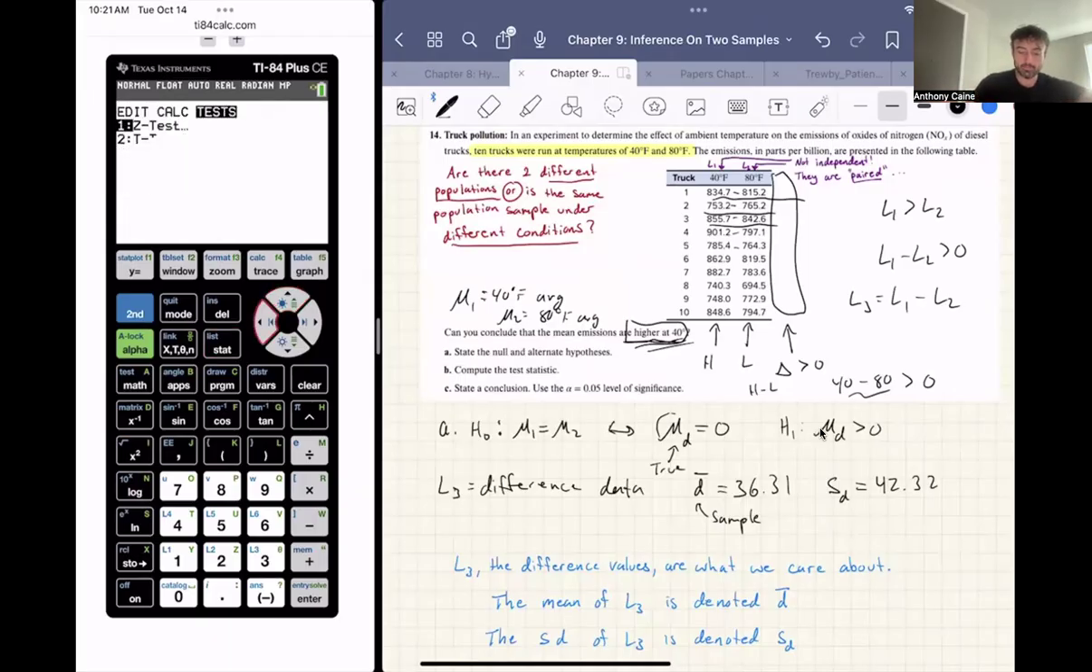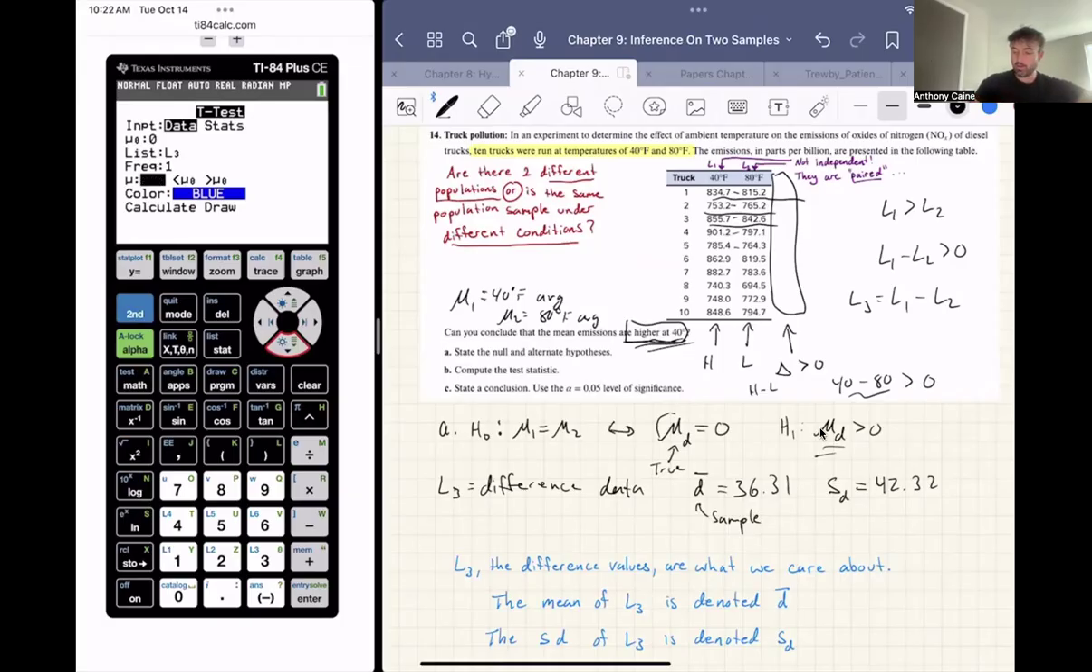I'm beating this to death. So I'm going to go back to stat, go to test, and do a t-test on the data. It's asking what the null hypothesis is, so there's no change. What list do I care about? This is L3. And what's the alternate hypothesis? This is why I like what it calls mu sub 0. That's our mu d.